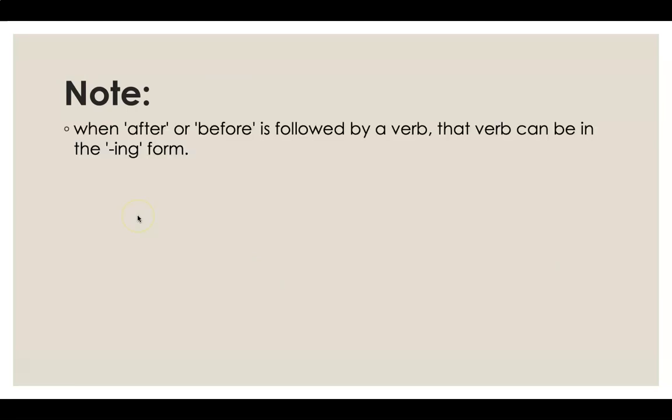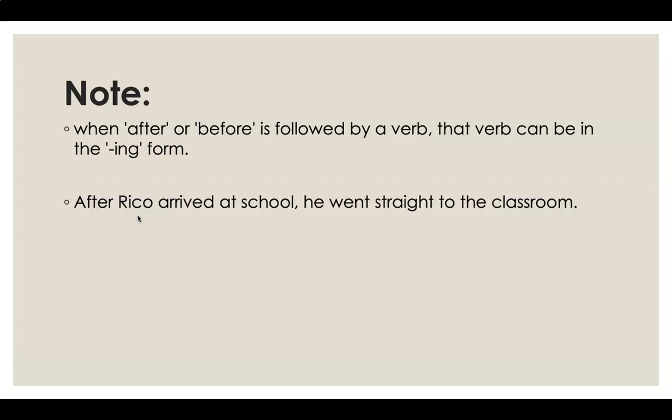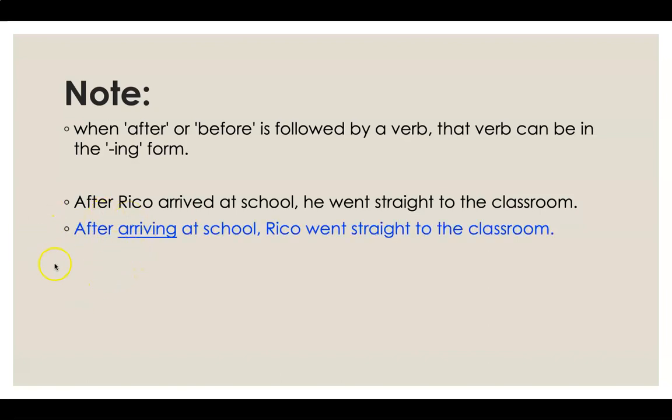Here is an extra note for you. When after or before is followed by a verb, that verb can be in the ing form. Here is how it works. After Rico arrived at school, he went straight to the classroom. So here, the word after is followed by the subject of the sentence. So what will happen if after is followed by a verb? It will become like this. After arriving at school, Rico went straight to the classroom.